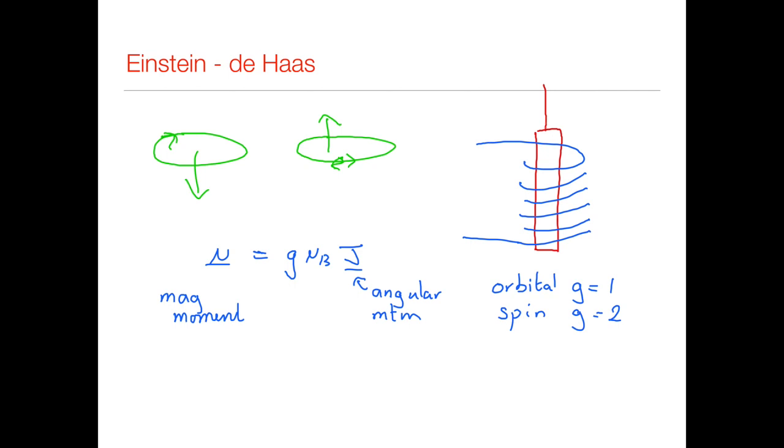So this last slide, just to emphasize, the Einstein-Den Haas experiment is non-examinable. I have just mentioned it because I think it's kind of interesting.